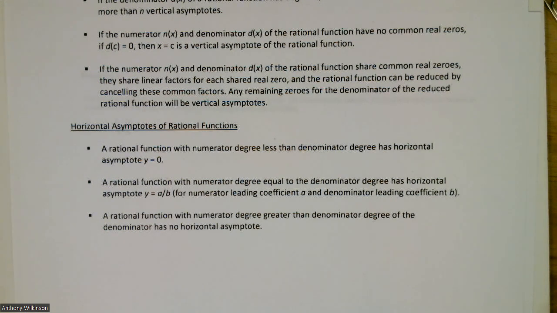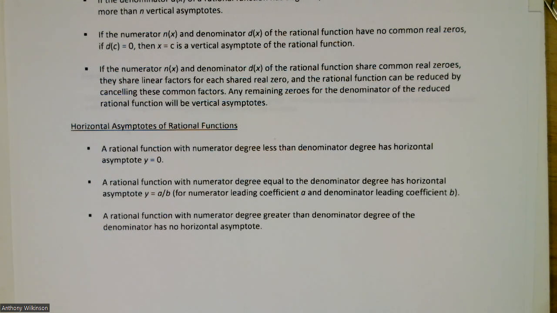A rational function with numerator degree equal to the denominator degree has a horizontal asymptote of y equals a over b, for the numerator leading coefficient a and the denominator leading coefficient b. In other words, if the highest exponent in the numerator is the same as the highest exponent in your denominator, then you're going to look at your leading coefficients in the numerator and the denominator and divide them. It will be a over b equaling y. That will be your horizontal asymptote.